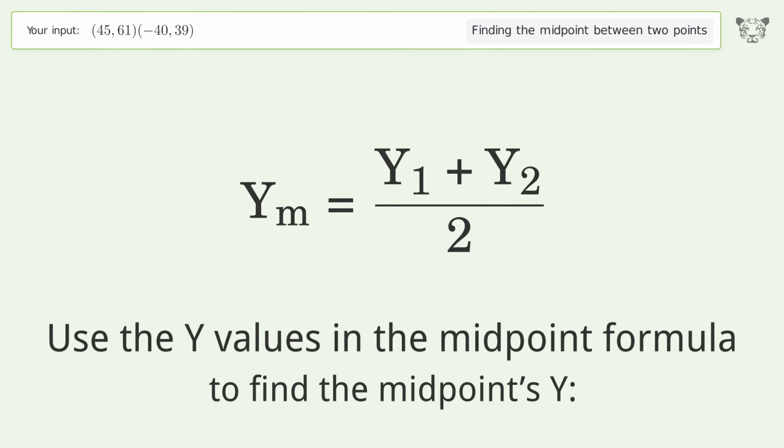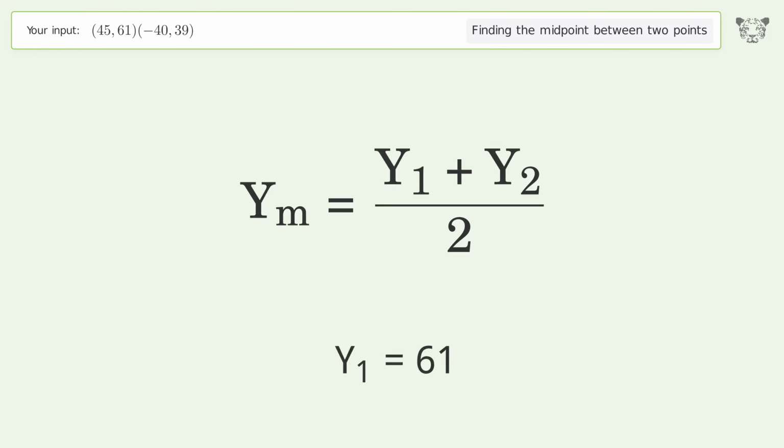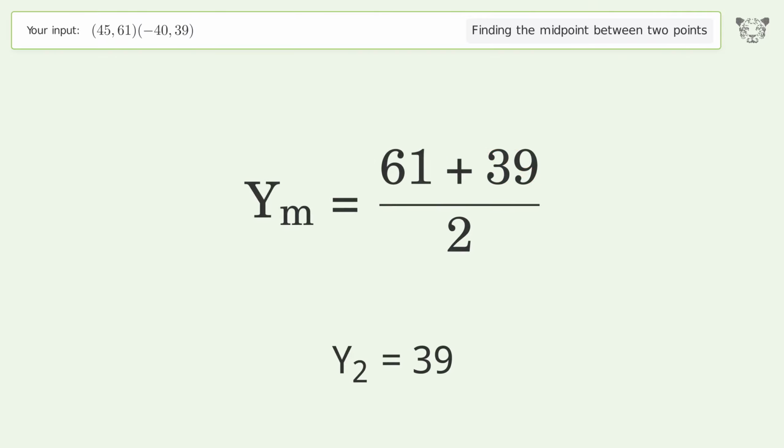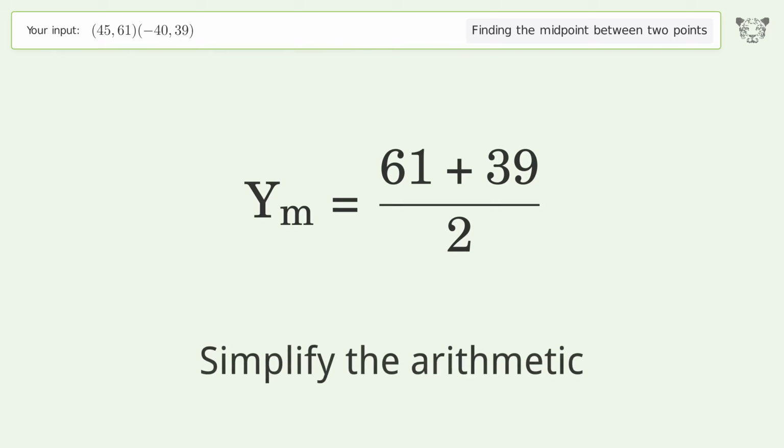Use the y values in the midpoint formula to find the midpoint's y. y1 equals 61. y2 equals 39. Simplify the arithmetic.